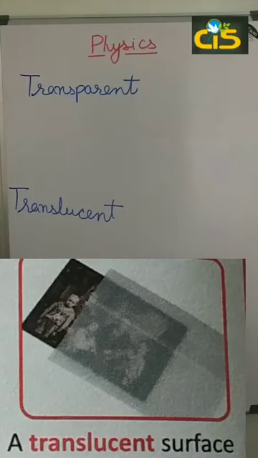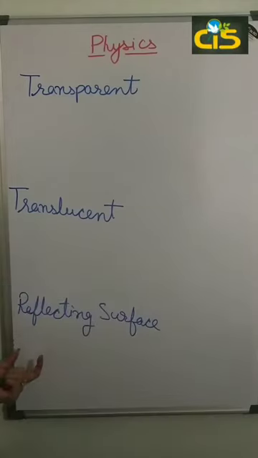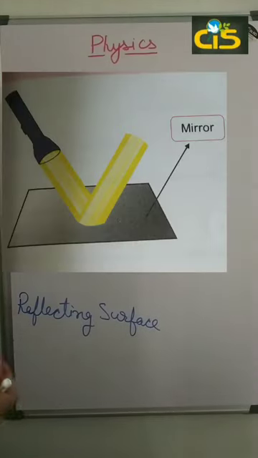Reflecting surfaces are surfaces which are very smooth and polished, which reflect all of the light in the same medium. These are called reflecting surfaces. So see the examples here. These are the examples of reflecting surfaces.